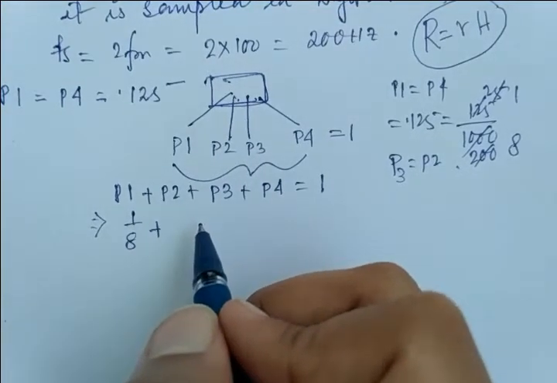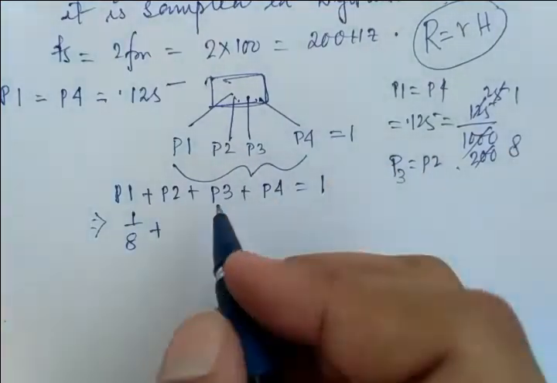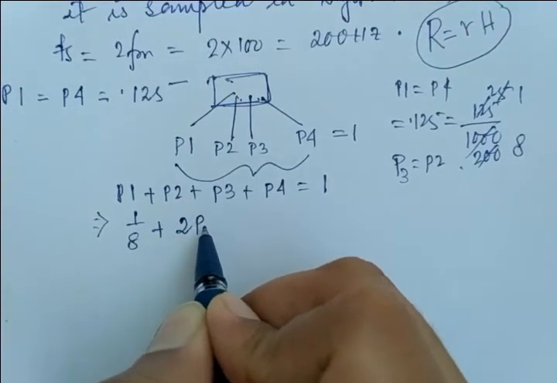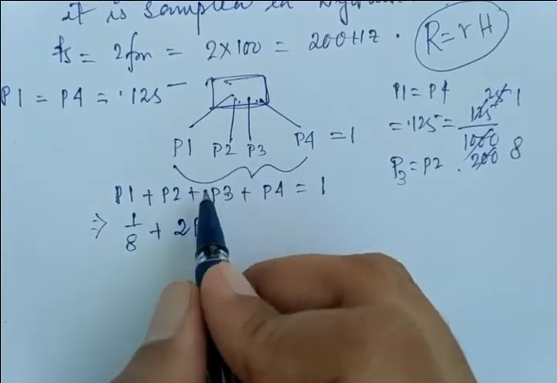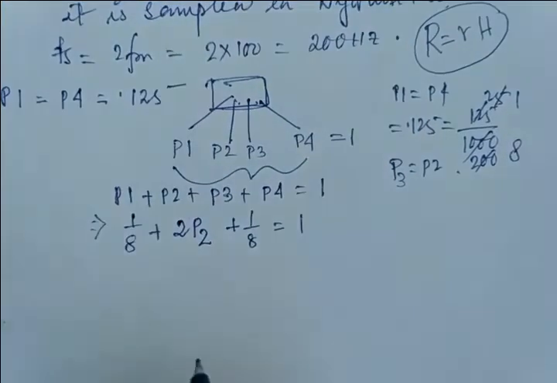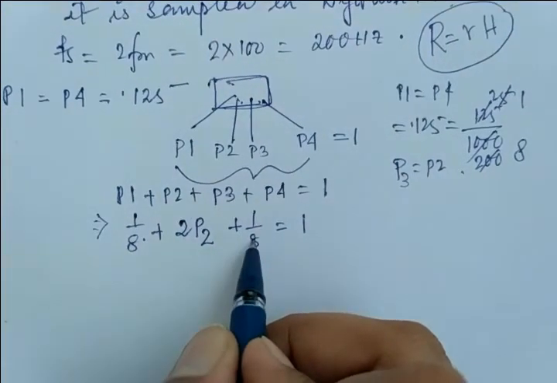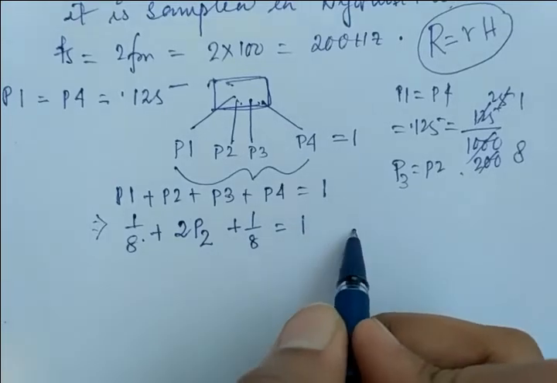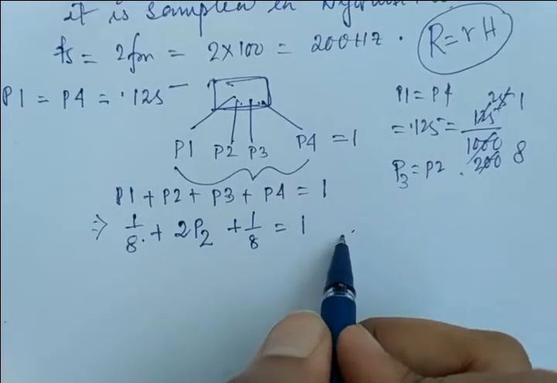So we can convert in terms of a single parameter, and we can write it down as 2P2 or 2P3, anything. Because P3 equal to P2, and again it will be your 1 by 8. So 1 by 8 plus 1 by 8 means 2 by 8, which is 1 by 4. So 1 minus 1 by 4 is equal to 3 by 4, right?